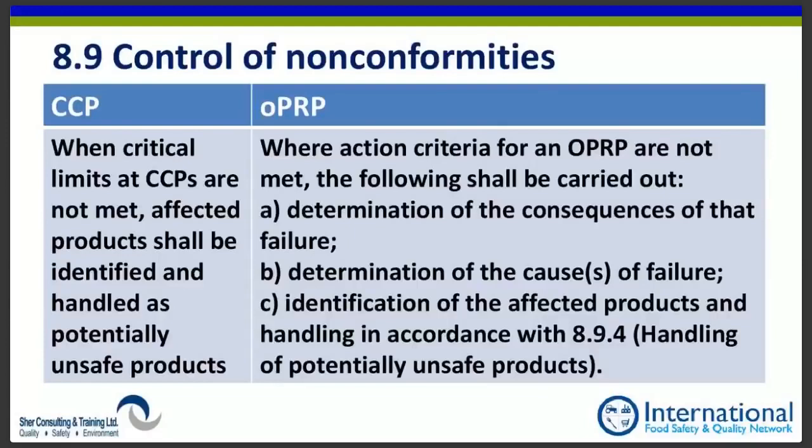Three things. Determine the consequence of that failure. Determine the cause of the failure. Identify affected products and handle them in accordance with handling of potentially unsafe products. Okay? So it's giving us room for thought. CCP says, doesn't matter. Doesn't matter what were the consequences, what were the causes. It doesn't make a difference. When critical limits are not met, it's identified and handled as unsafe.